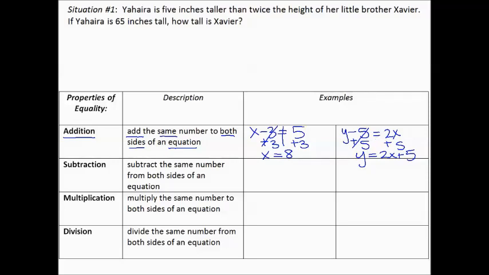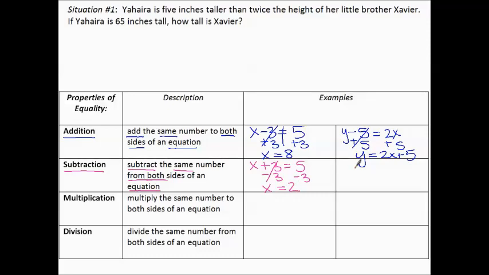My subtraction property is going to be similar, except I'm going to subtract the same number from both sides of the equation. So now, if I have the example x plus 3 is equal to 5, the subtraction property says I can subtract 3 from both sides. Again, my inverse property says that that is equal to 0, and I can cancel it out. X is equal to 2. 5 minus 3 is 2.